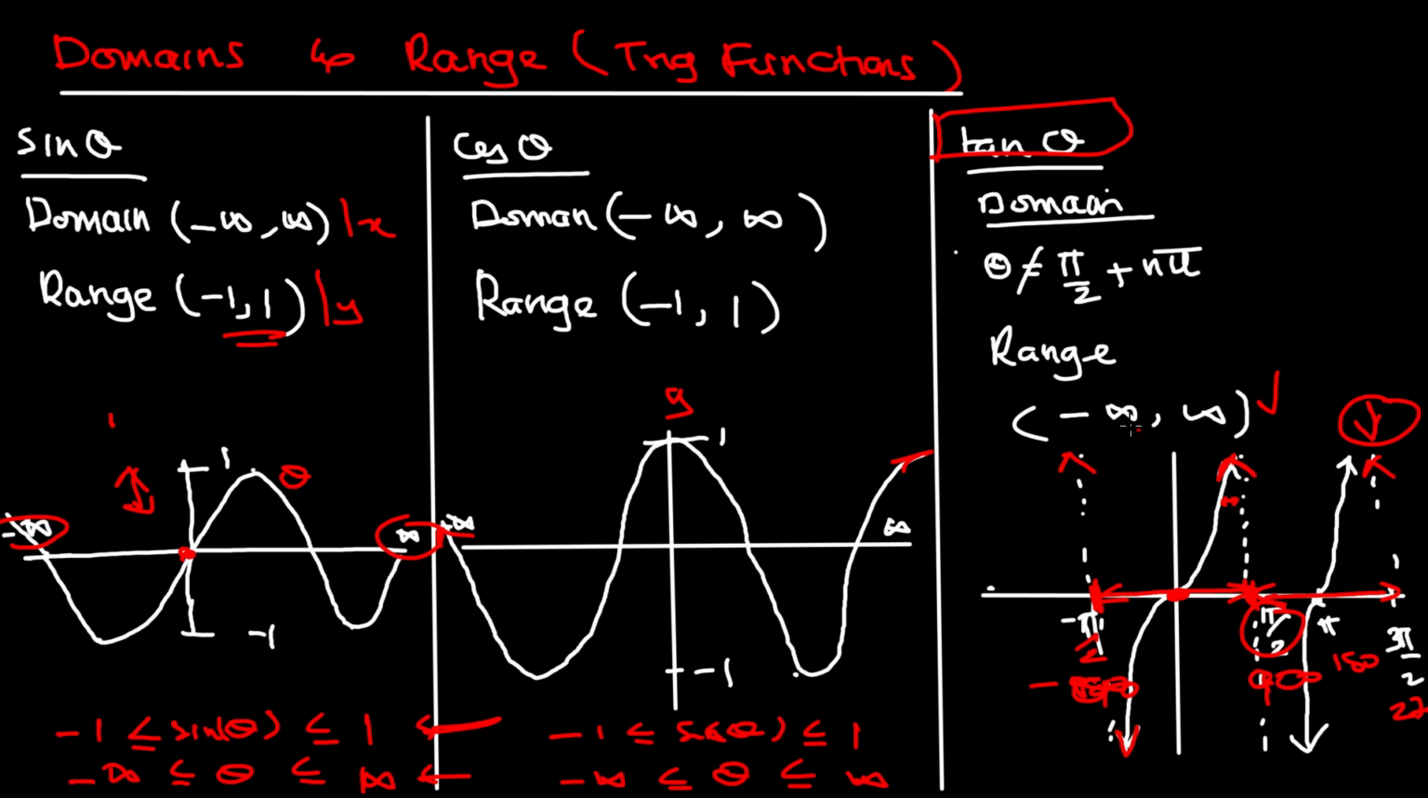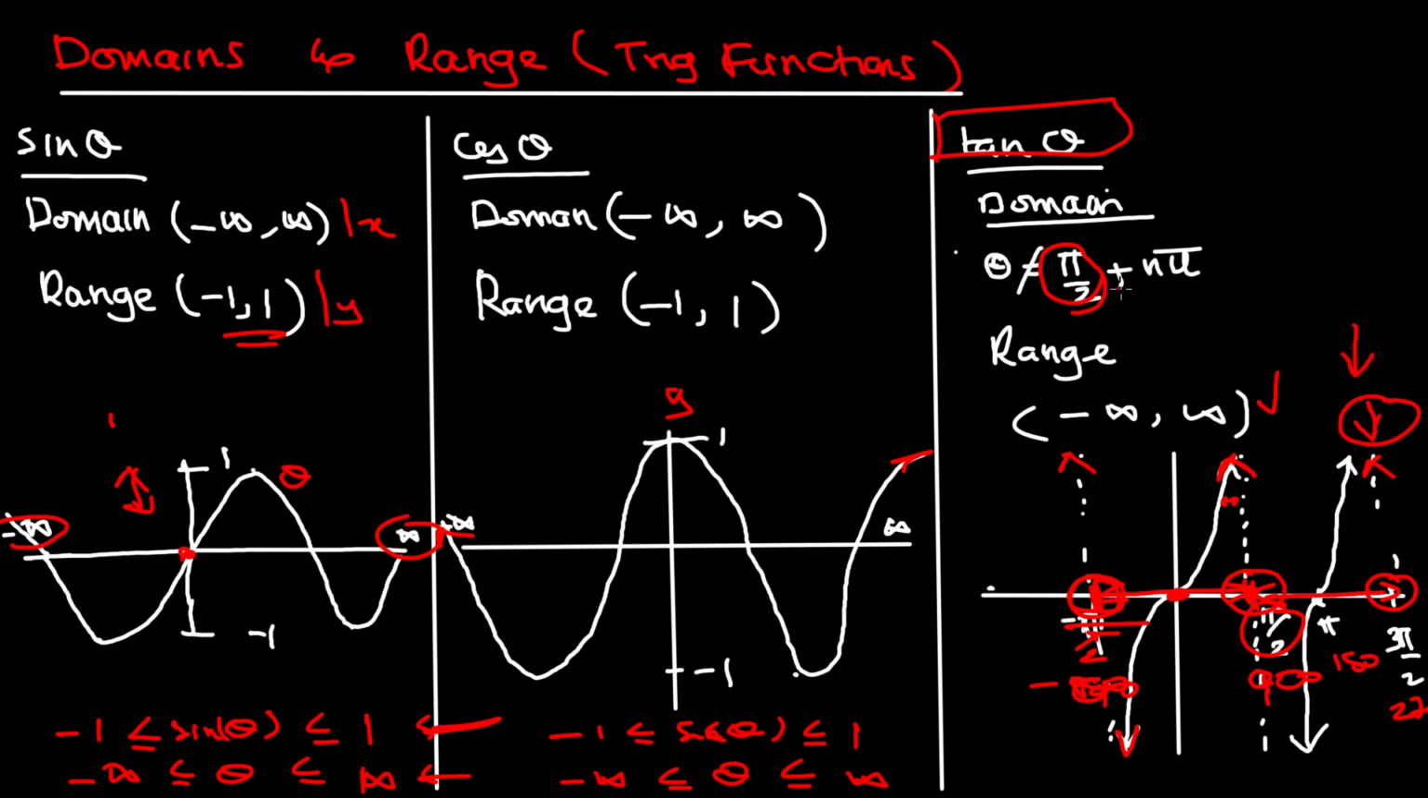So what are we going to say? We're going to say that x is not equal to pi over 2 plus n pi. Meaning that every time we add 180 to this, we'll find an invalid spot. Every time we add 180 to 90, we'll find an invalid spot. So you see that this is 90 degrees. If I add 180, it goes to 270. At 270, we found that it was invalid.